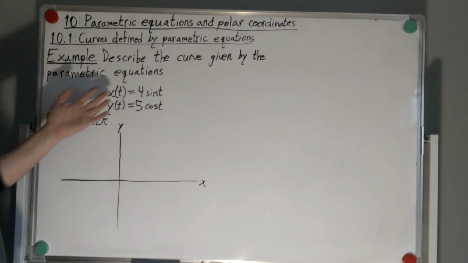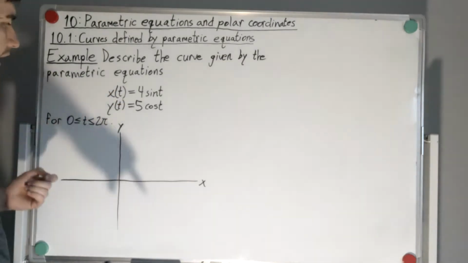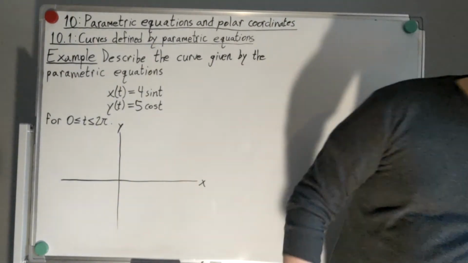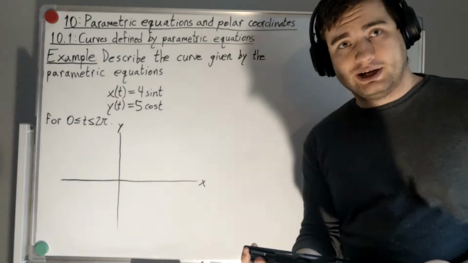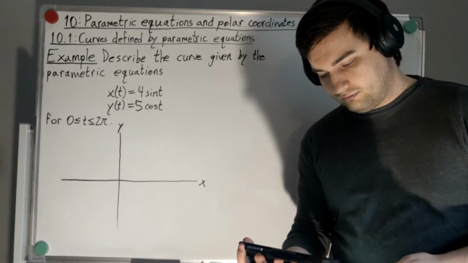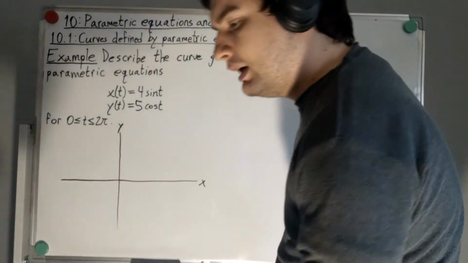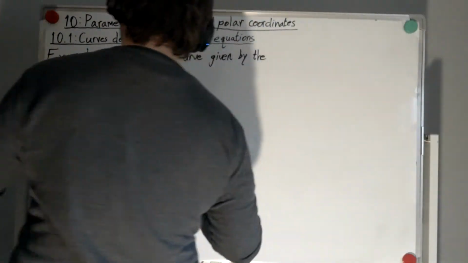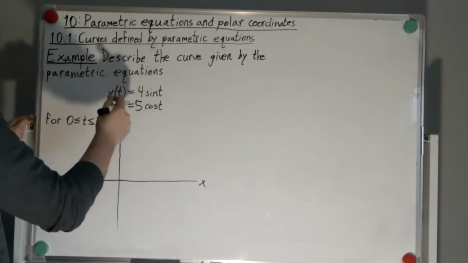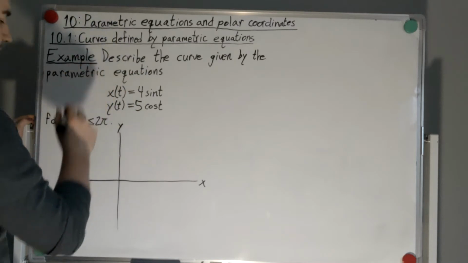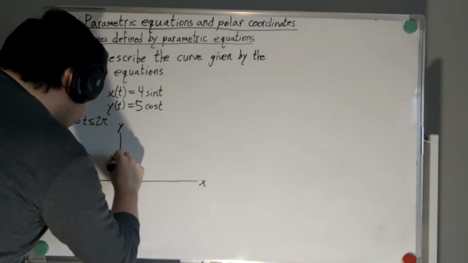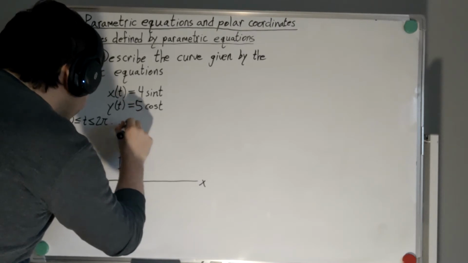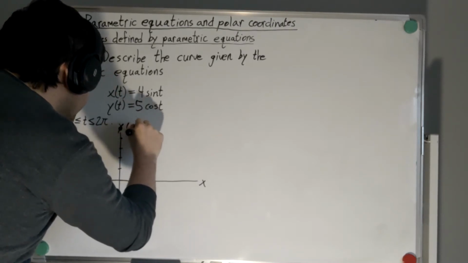So when t equals 0, x is going to be 4 times the sine of 0, and y is going to be 5 times the cosine of 0. Well, it just so happens that the sine of 0 is 0 and the cosine of 0 is 1, so that means that we're going to be starting when t equals 0 at the point 0, 5. So 1, 2, 3, 4, 5. So starting at that point right there, 0, 5.